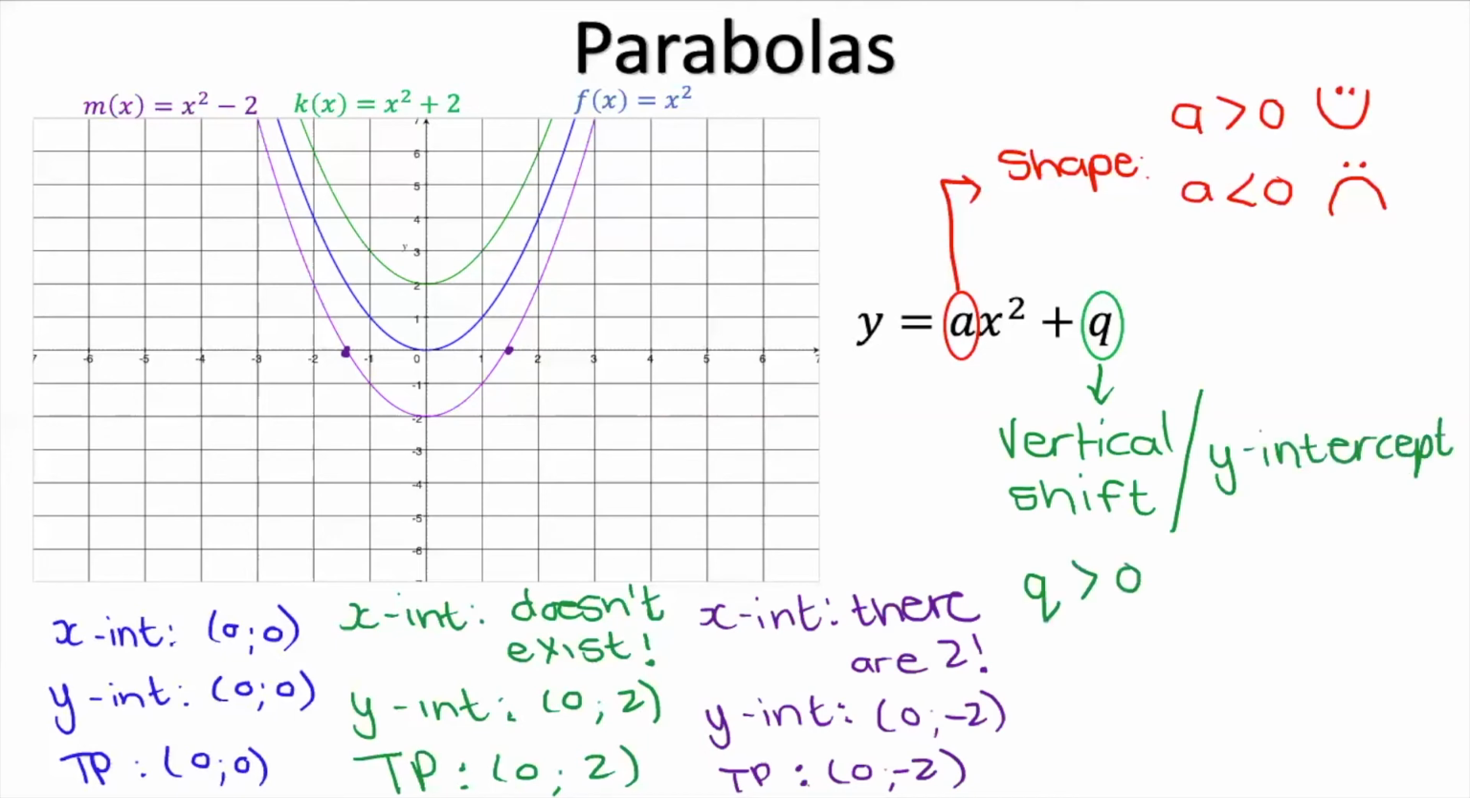If q is greater than 0, like in kx, we see that this means it shifted the graph up. And if q is less than 0, like in mx, this means that it shifted the graph down. So that is how a and q impact our parabolas. Let's just revise. A impacts the shape. Is it a happy face or is it a sad face? And q impacts the vertical shift, how much it moves up or down from the original x squared graph.